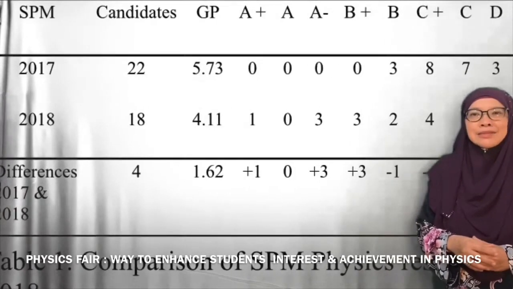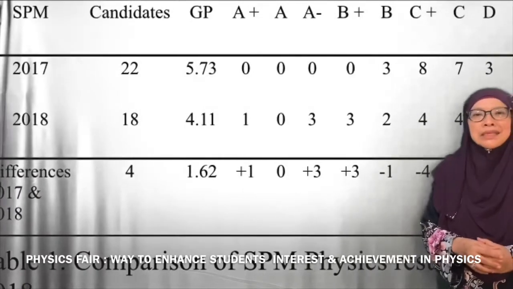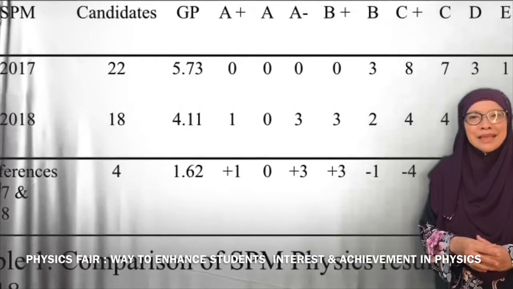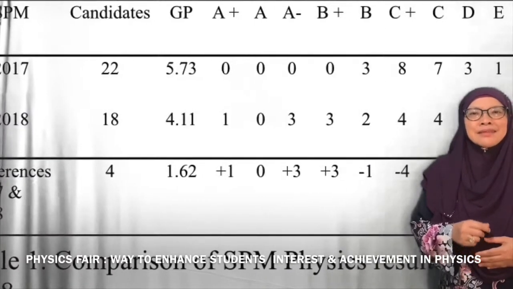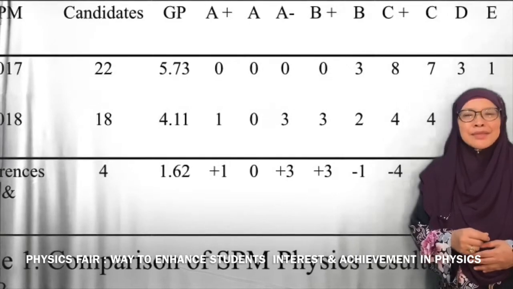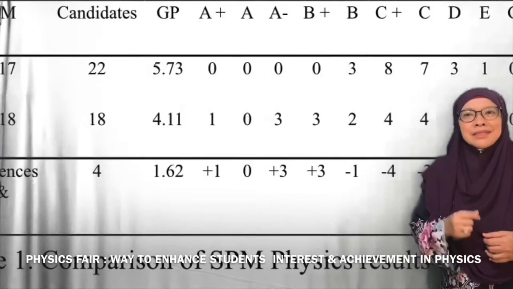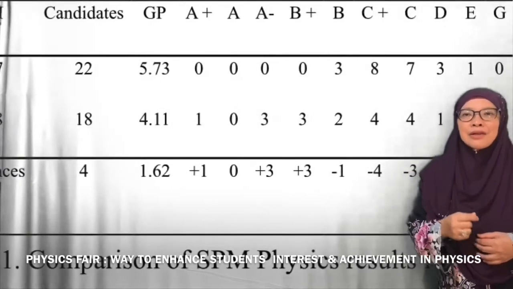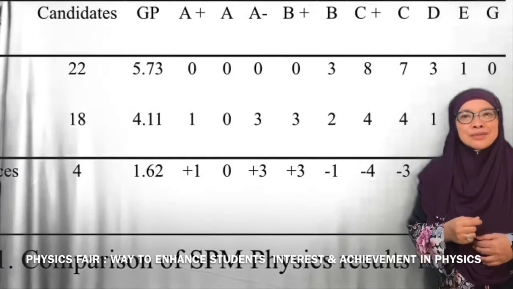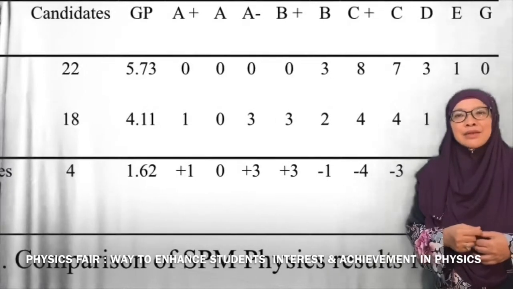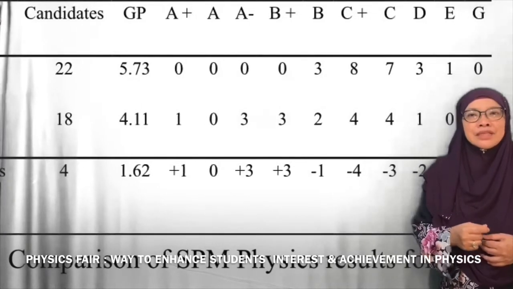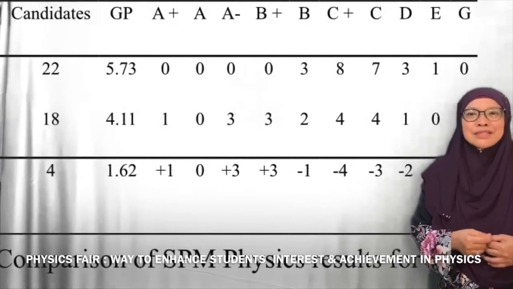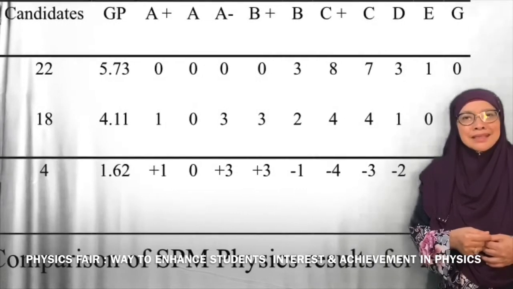Attaining the score of 4.11 in 2018 was the highest achievement record for physics in SMK Kemumin, and with this increase of 1.62, SMK Kemumin was ranked 13th out of 44 schools in Kota Baru district and 30th out of 144 schools in Kelantan state. This achievement also contributed to better average grade of the school generally, and the school was awarded as Inspiration School among the top 30 schools in Kelantan State.